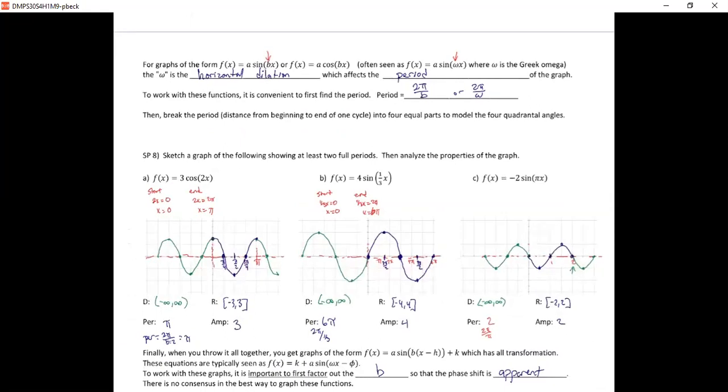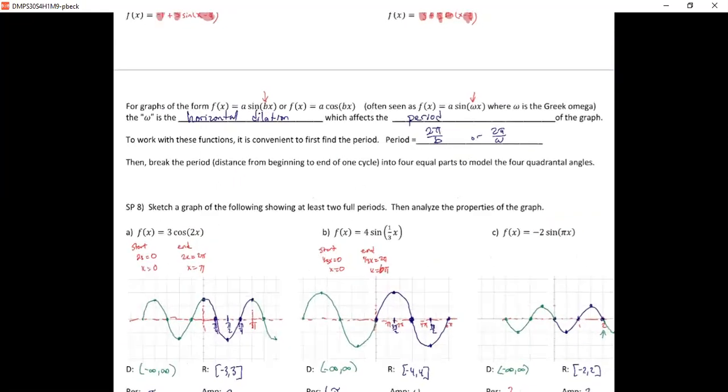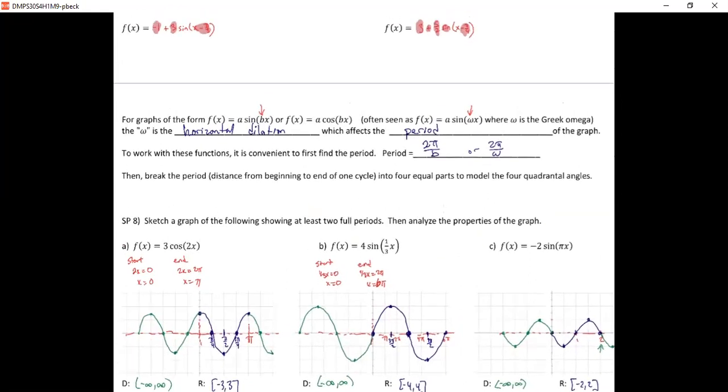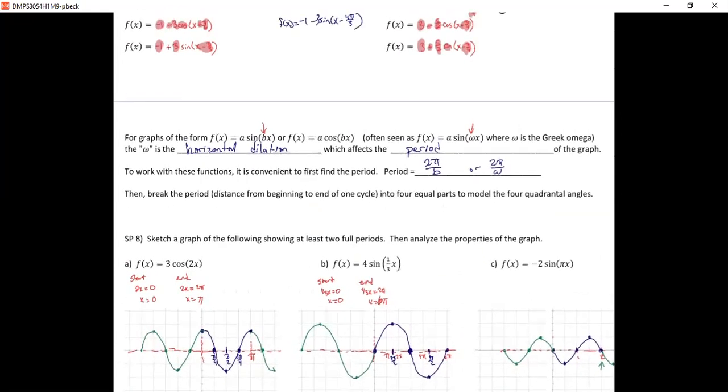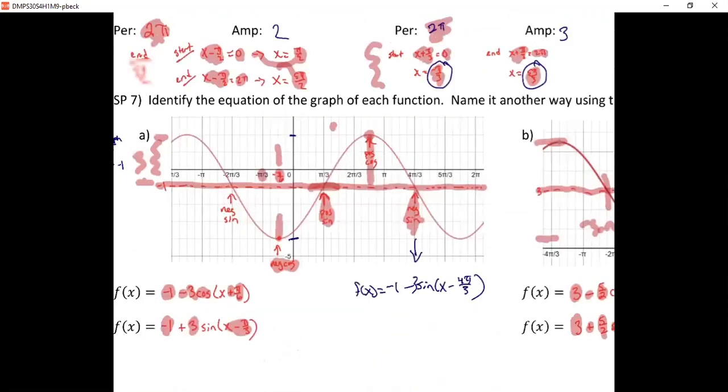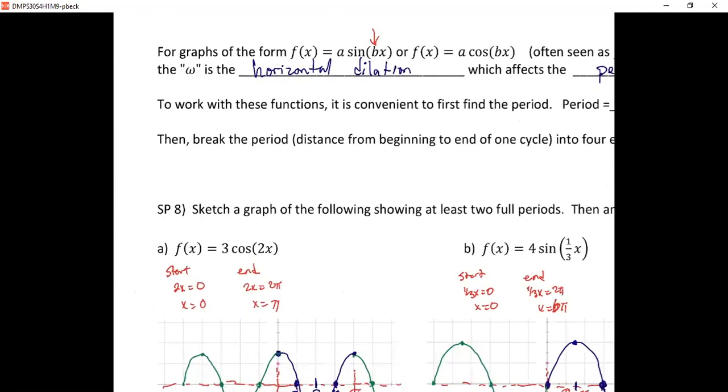Almost there, guys. The next thing we're going to look at is what happens if we finally change the period, because everything we've done so far didn't change the period. Now we're going to change the period. If we have a horizontal dilation, that's what's going to change our period.